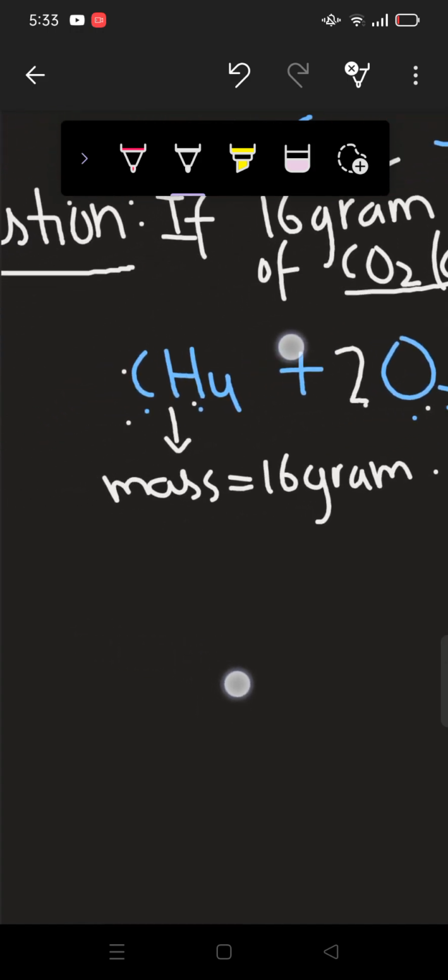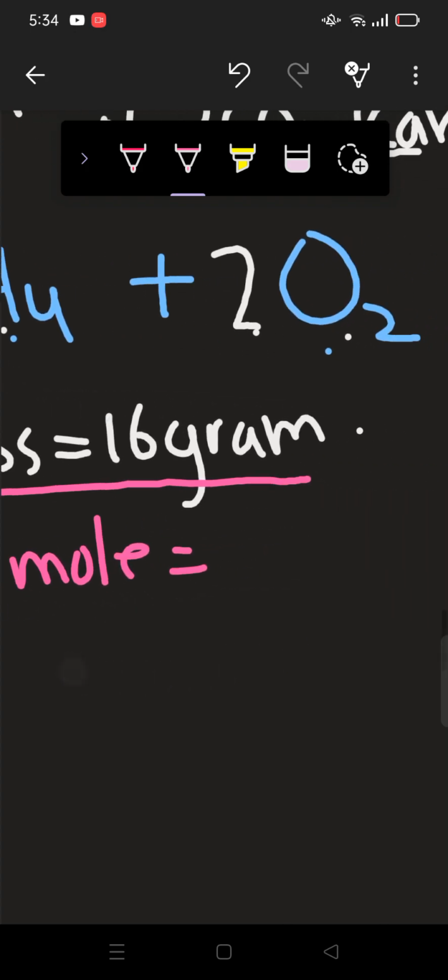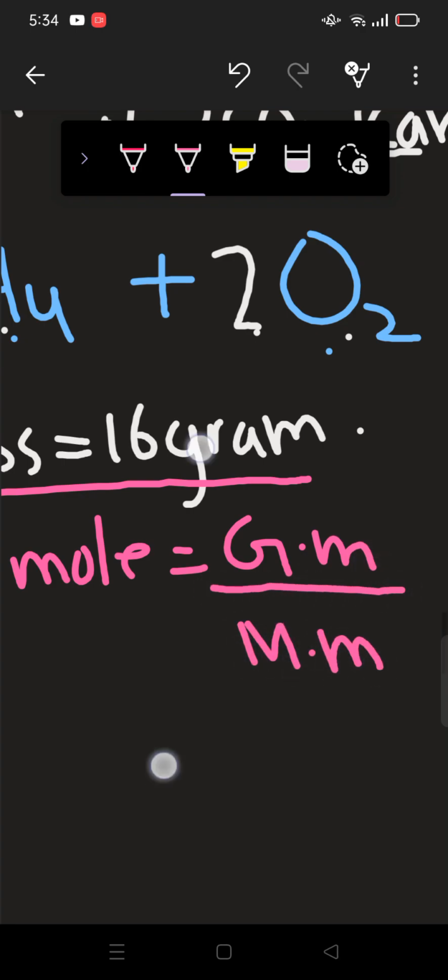So let's find the number of moles of methane first, right? How are we going to find the number of moles here? We know that we have three important formulas. The first is based on the mass, the second is based on the volume, and the third is based on the number of particles. Here we have got mass, which means we will use the formula for finding the number of moles when there is mass, right?